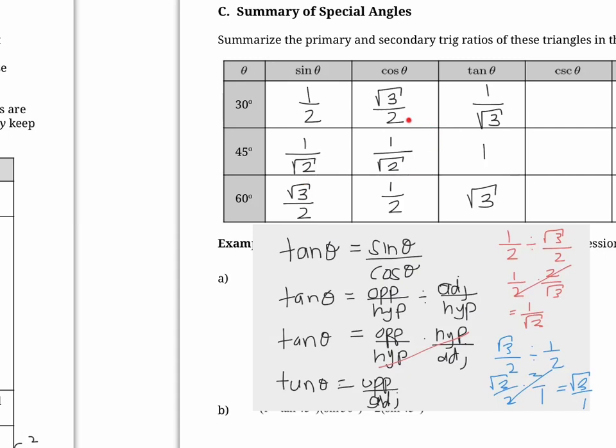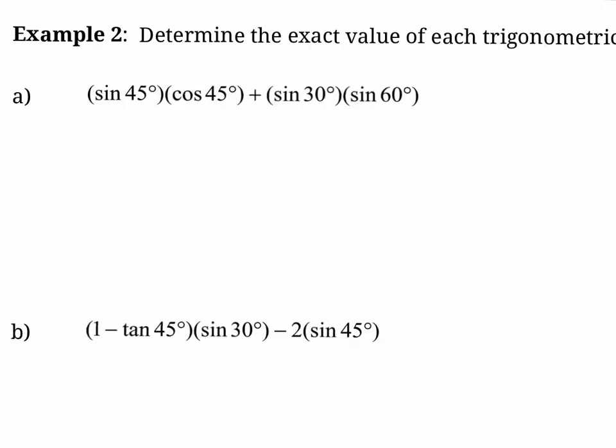We don't even need to remember these values. We can just derive it using this property that we learned here, that the tan of an angle is just equal to the sine over cos. So now let's work on simplifying some trigonometric expressions.